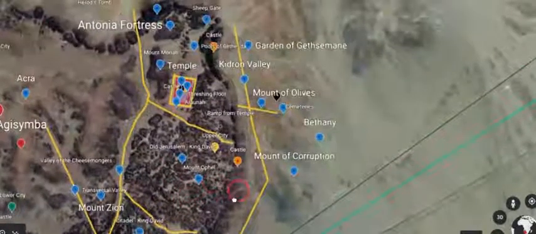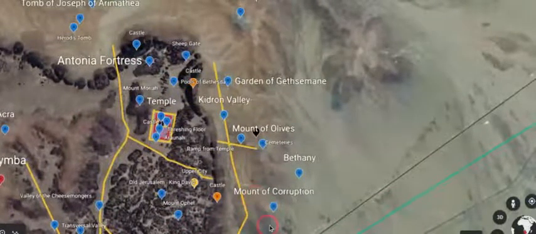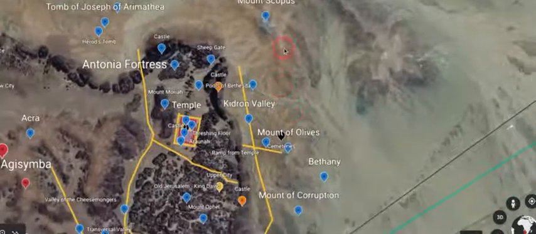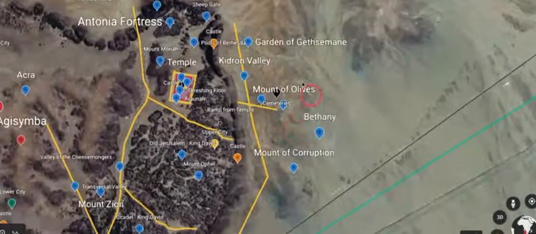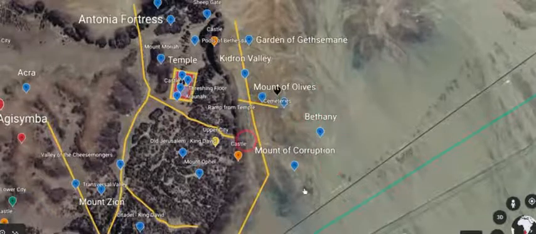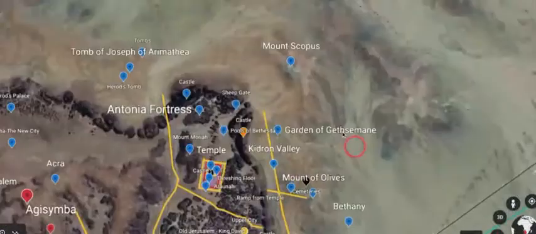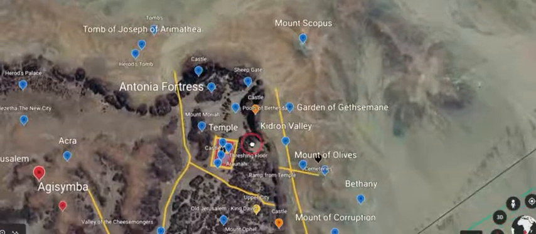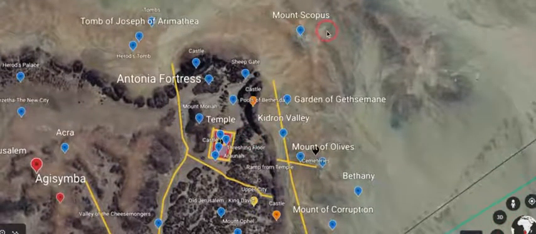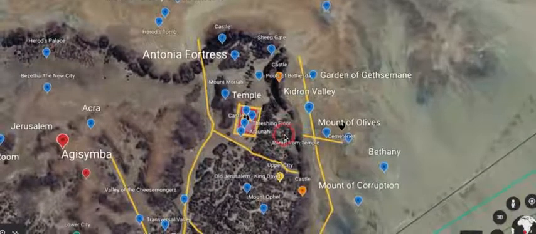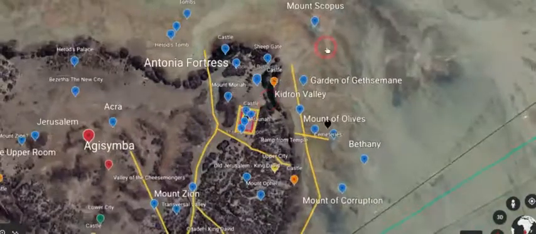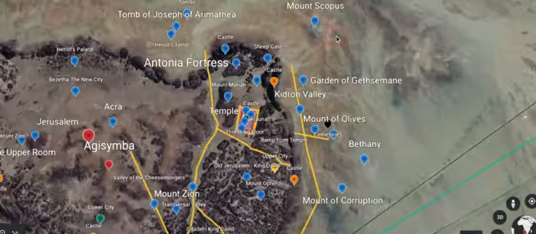Starting with the first mountain range, the first mountain is Mount Corruption, then Mount of Olives and Mount Scopus. Of these three, only Mount of Olives and Mount of Corruption are mentioned in Scripture. We learn of Mount Scopus through the writings of Josephus, where he informs us that part of the Roman army went on top of Mount Scopus and camped there so that they could get a good, clear view of the destruction and burning of the temple. Hence the name Scopus, which means to view, to watch, to see, to look out.